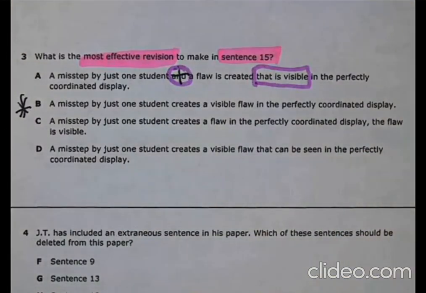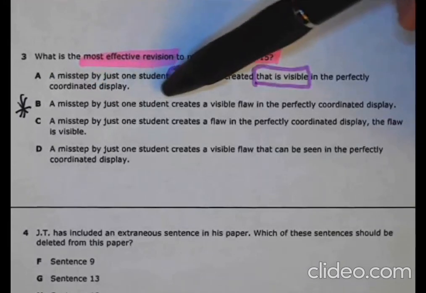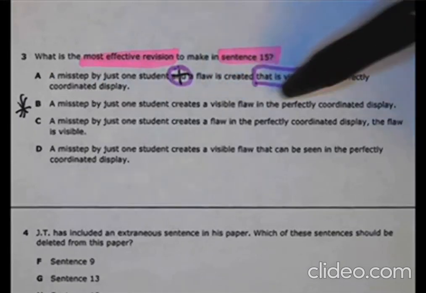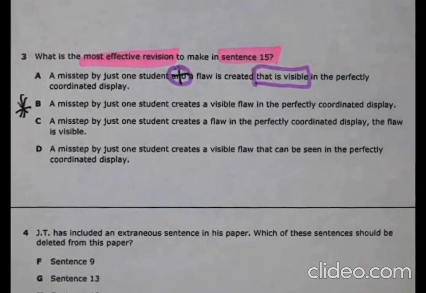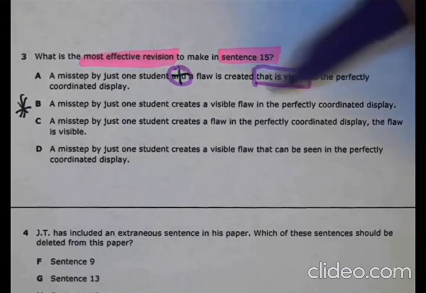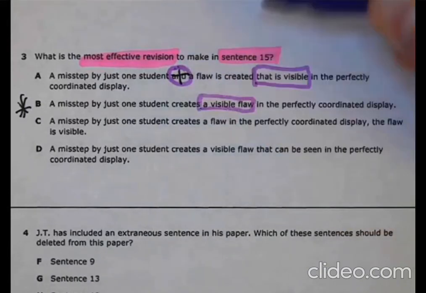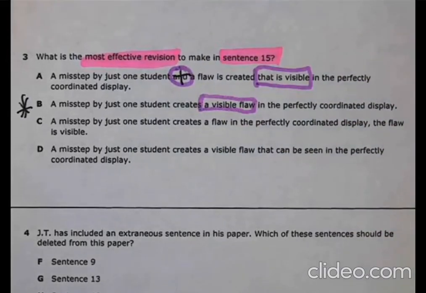Okay. Let's take a look at answer choice B. A misstep by just one student creates a visible flaw in the perfectly coordinated display. Okay, so I notice here that now it's not "that is visible." Now it's a visible flaw, right? They made it shorter. I think it does flow a bit better. It sounds a lot better than the first one, that's for sure.